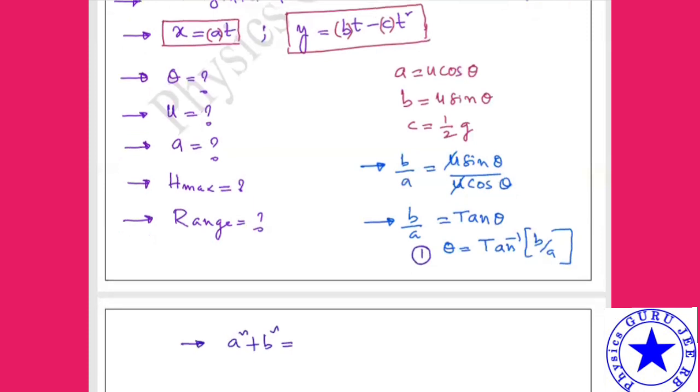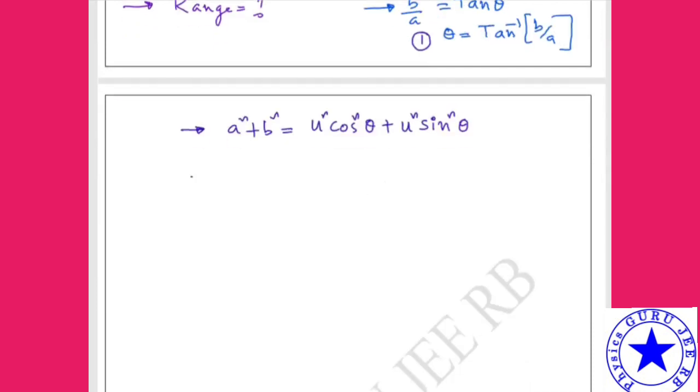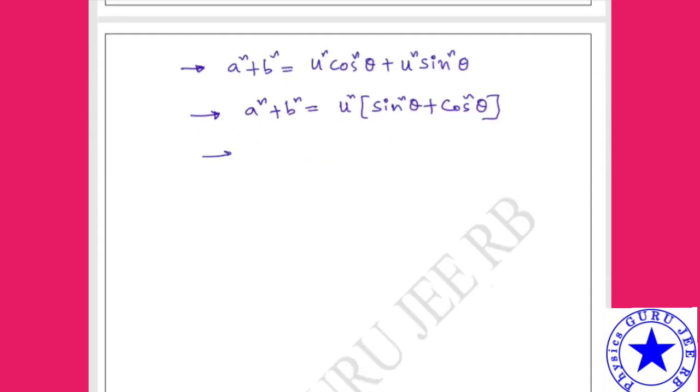A square plus b square equals to, I can write u square cos square theta plus u square sine square theta, right? Now I can write a square plus b square equals to u square. If I take it as common, then I can write sine square theta plus cos square theta, right? Hope you know that sine square theta plus cos square theta is 1, right? So u square, or simply I can write now u is equals to under root of a square plus b square. Hope this is clear.